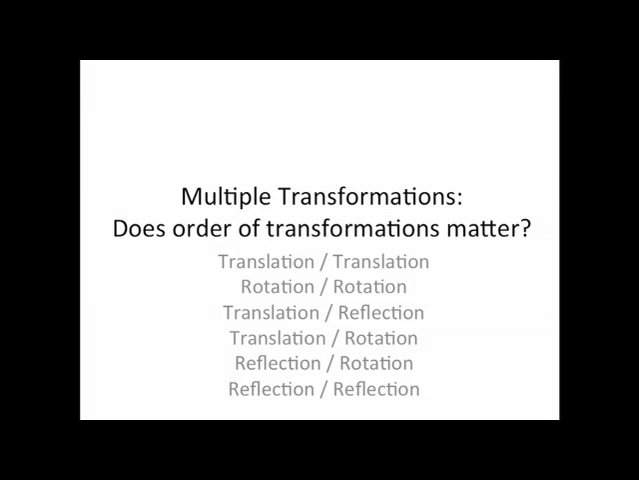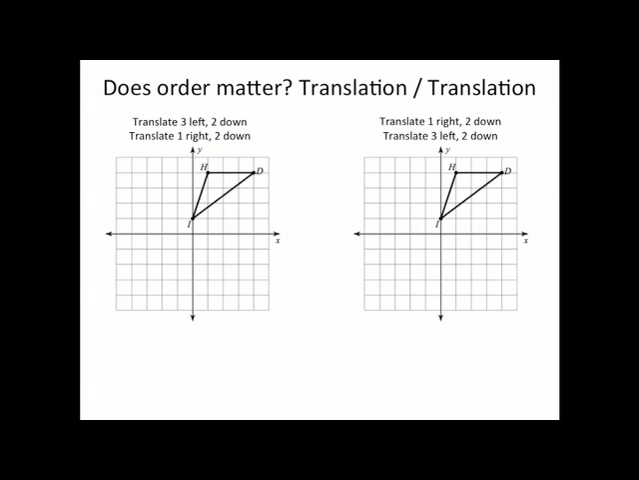This lesson is going to go over the first 5. Reflection and reflection we will go over in a different lesson. So today, the first thing we're going to do is go over translation. In this example, there are 2 different translations: go 3 to the left and 2 down, and 1 to the right and 2 down.